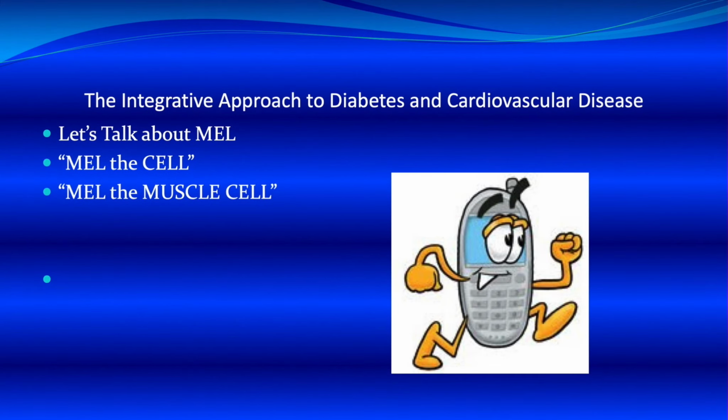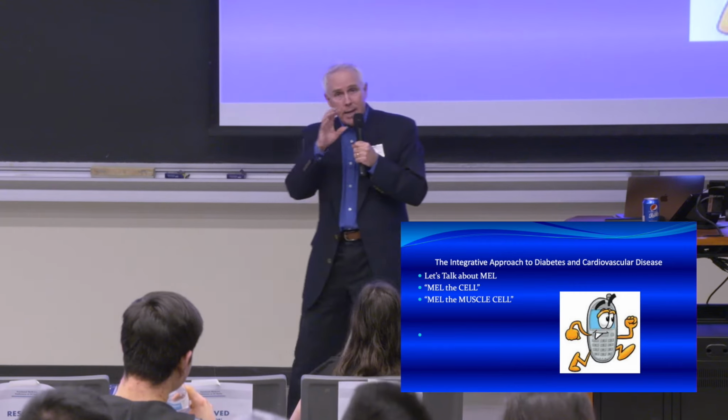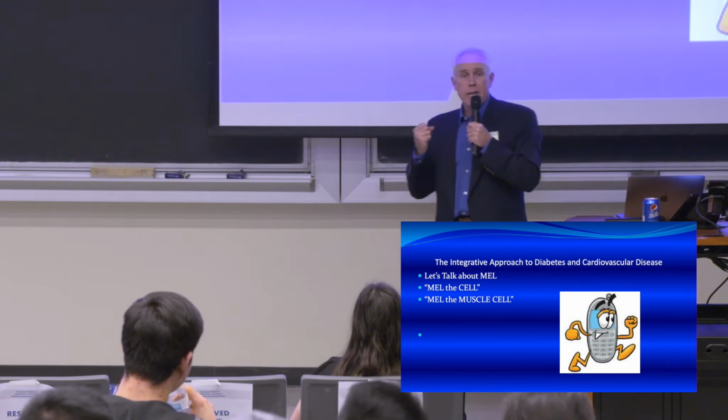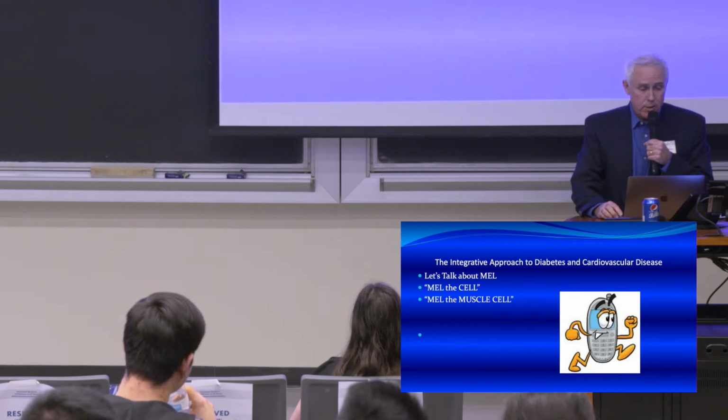I don't get it. So I want to introduce you to a friend of mine. This is Mel, okay? Mel is a cell. Now, Mel is not only a cell, he happens to be a muscle cell. Mel the muscle cell is really good at taking in sugar and turning that sugar into ATP and making energy and contracting and doing all the things that they do.